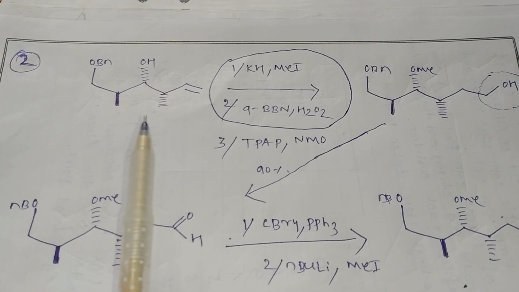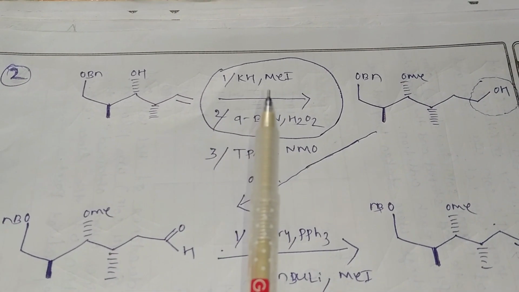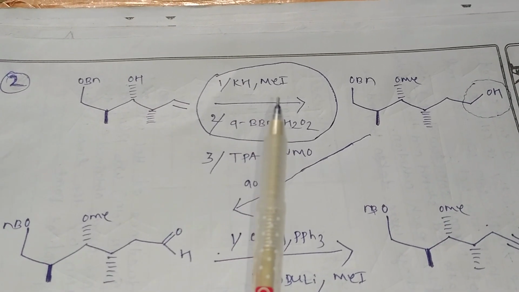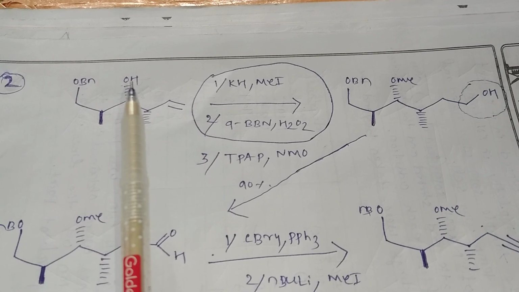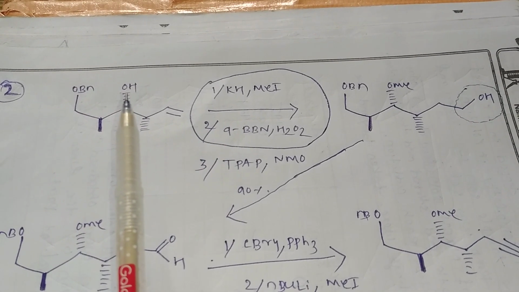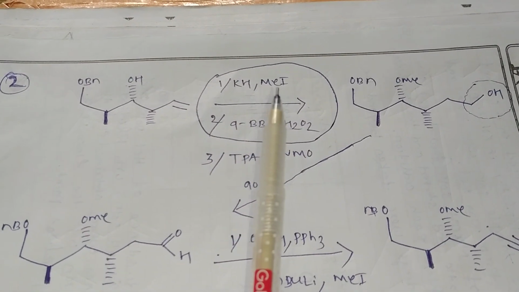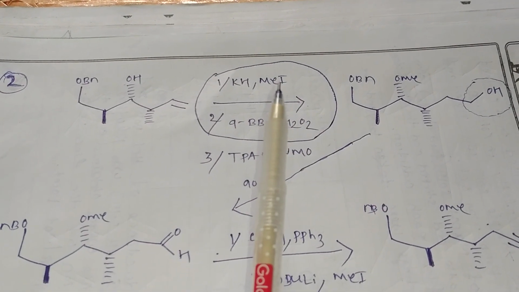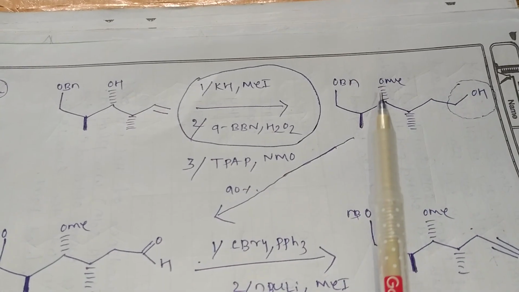So this is the compound. First, the reagent given is KH, MeI. Here KH is the base. It can abstract a proton from OH. This OH proton is the acidic proton. Then the O minus will attack the methyl of methyl iodide, and iodine will be a good leaving group. It can be removed, so formation of OMe.